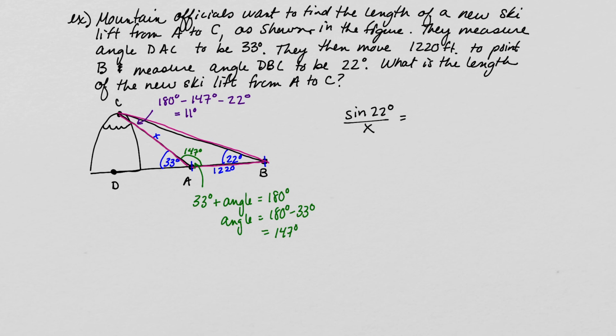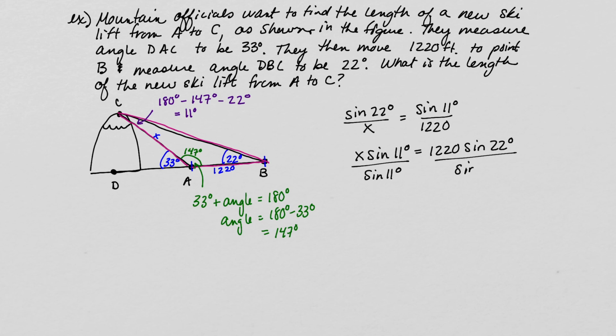Now that I know that angle, I can go back and set up the rest of my law of sines here. We have the sine of 22 degrees over x is equal to the sine of 11 degrees over 1,220. Again, I'm just going to cross multiply. So x sine 11 degrees is 1,220 sine of 22 degrees. Divide both sides by the sine of 11 degrees. And x, if we work that out, is approximately 2,395.2 feet long.